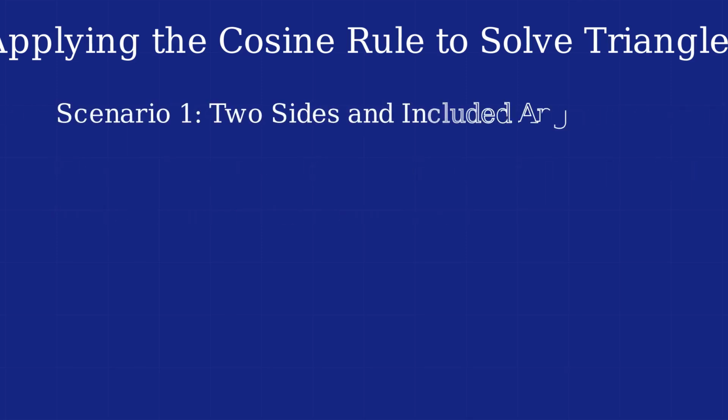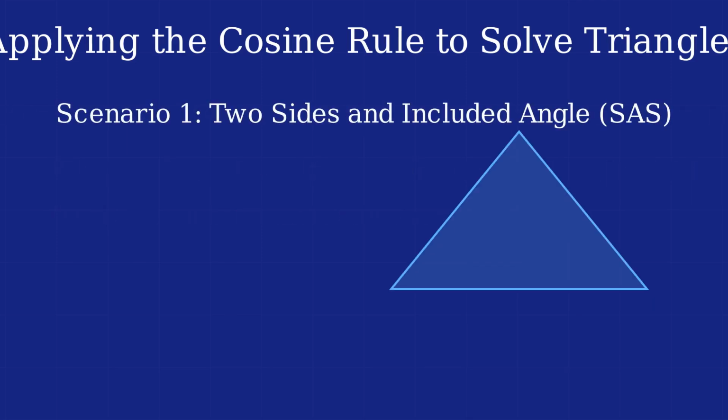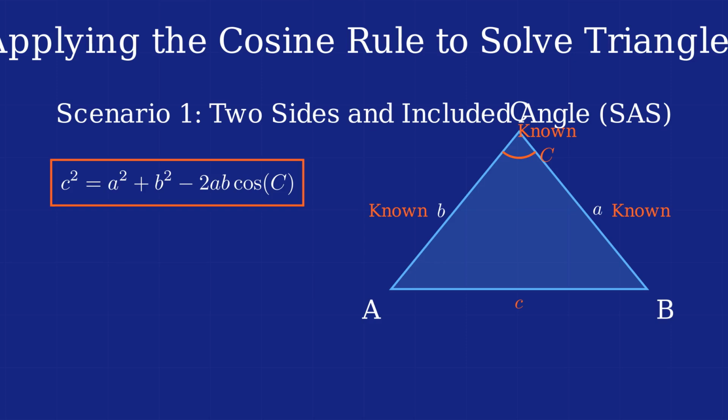In our first scenario, we know two sides and the included angle, or SAS. Let's say we know sides A and B and the angle C between them. To find the unknown side C, we use the cosine rule formula directly. Let's work through an example.